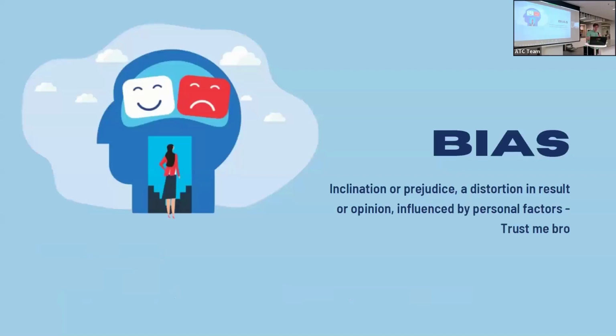When we talk about bias, if you just give a Google definition or the trust me bro definition, it is an inclination or prejudice, as well as a distortion of opinion or distortion influenced by personal factors. A bit of the etymology behind bias is it actually comes from the Greek word epikarsios, which means to be the epicenter of something and to do whatever it takes to be in that position using your own means.